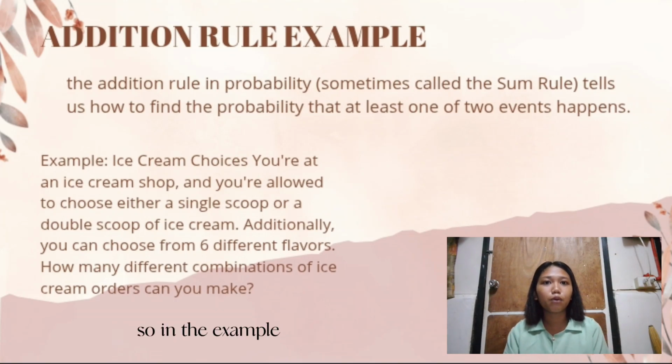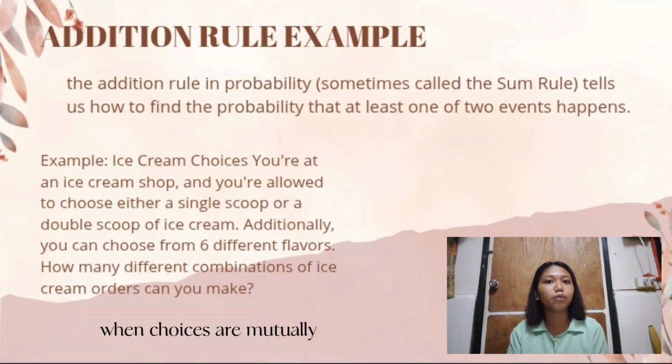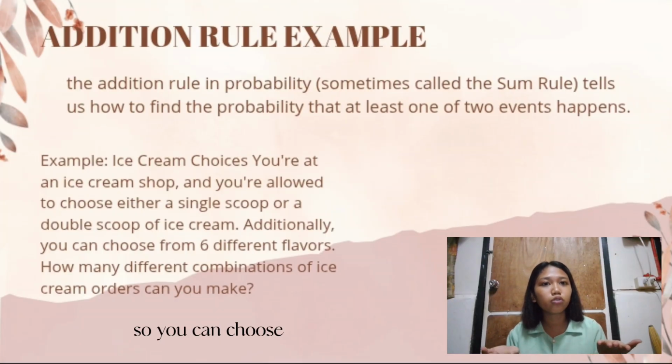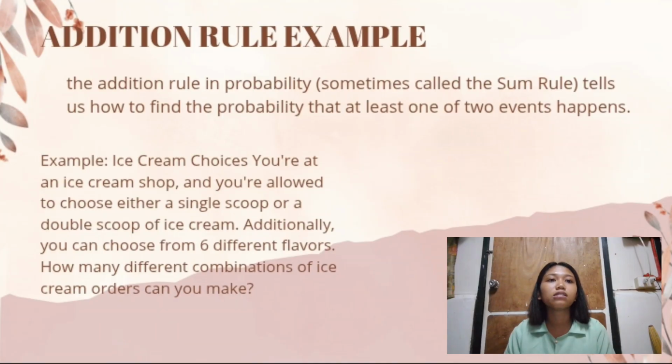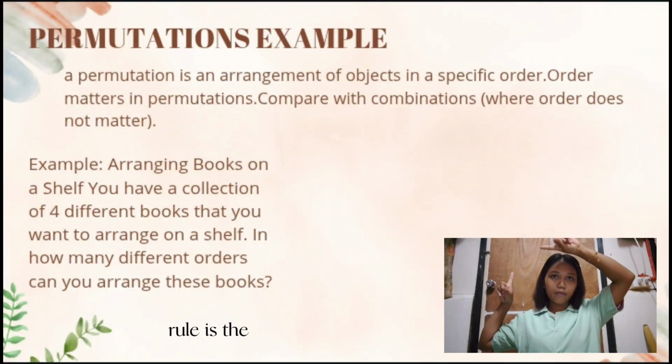So in the example, the addition rule was applied to find the total number of outcomes when choices are mutually exclusive. You can't choose both single and double scoop simultaneously, and you're selecting one option from each of the given sets of choices. Next rule is the permutation rule.